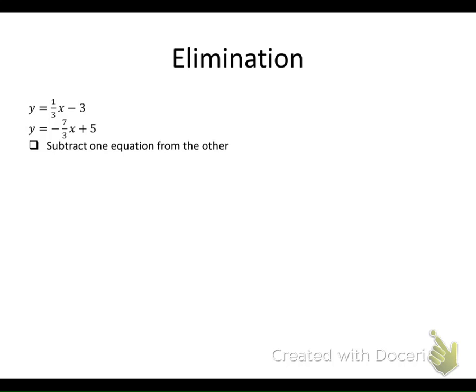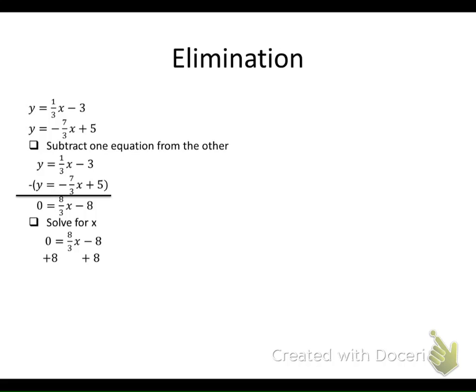Now we're going to subtract one equation from the other. This is assuming I've got an equation in the form that you're seeing, that I've already solved for y. This is an assumption I'm going to make to make things easier and these videos shorter. If I subtract the second equation from the first, y minus y is 0. 1/3 minus 7/3 is going to be 8/3, so I have 8/3 x, and negative 3 minus positive 5 is negative 8.